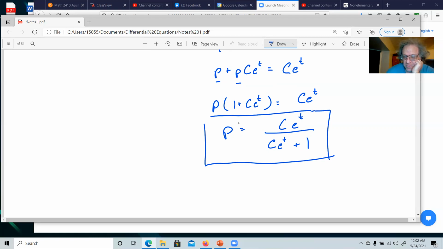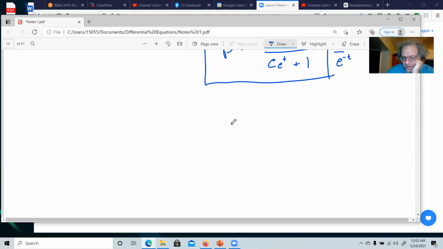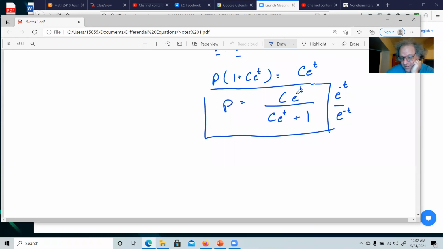What we're going to do is multiply by e to the minus t over e to the minus t. So on the top here, we got nothing, right? These two cancel, and we just have c. So we have p is equal to c over, right? When I distribute this through, that's going to still be just a c plus e to the minus t. Right, that's the alternative form.